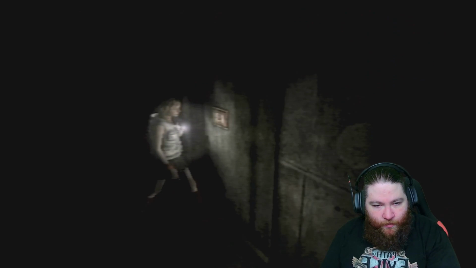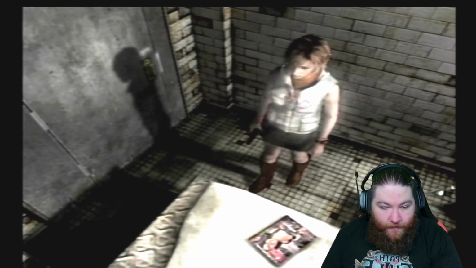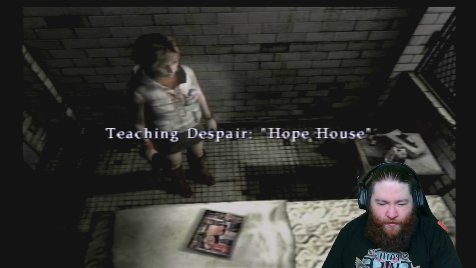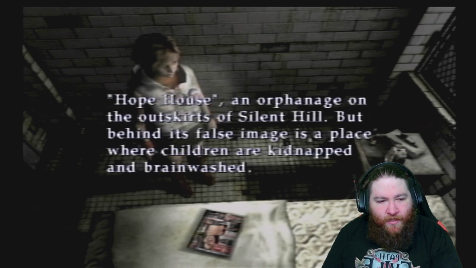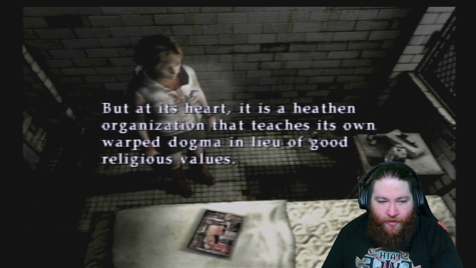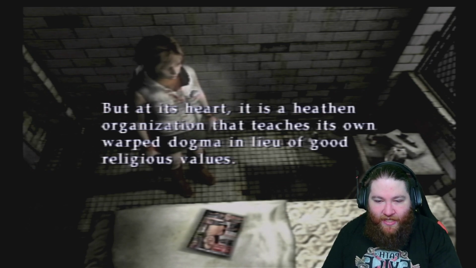All right, S1. Magazine, some kind of gossip. Teaching Despair. Hope House. Why does that sound familiar? Orphanage in the outskirts. Oh, that's why it sounds familiar. We'll be seeing Hope House. Hope House is managed by the Silent Hills Smile Support Society. What a name. Charity is called the 4S. It's true 4S is a well-respected charity, takes poor children without homes and raises them with hope. But at its heart, it's a heathen organization that teaches its own warped dogma in lieu of good religious values.